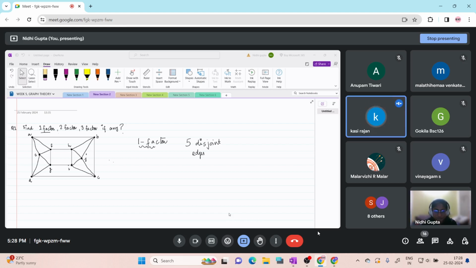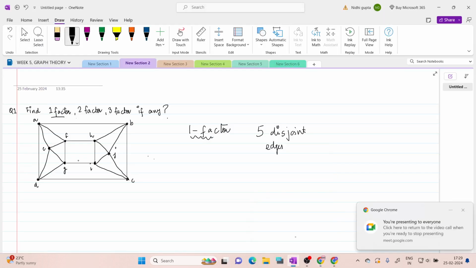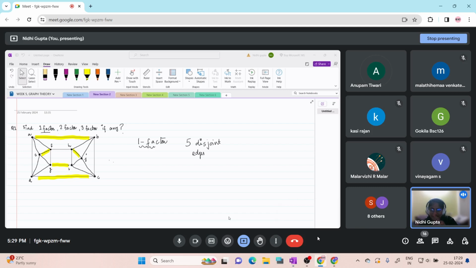I think a matching exists, ma'am. So you are saying it has a perfect matching? Yes, ma'am. Okay, can you give me an example? Can you tell the edges? AB, AG, then EF, HJ, GI, and then DC. Okay. So yes, this is a perfect matching.